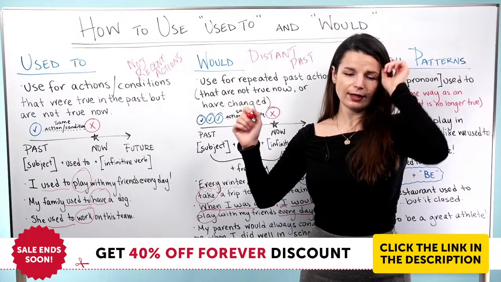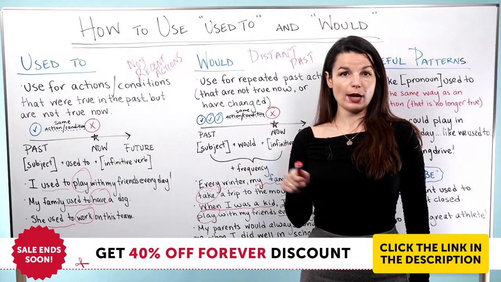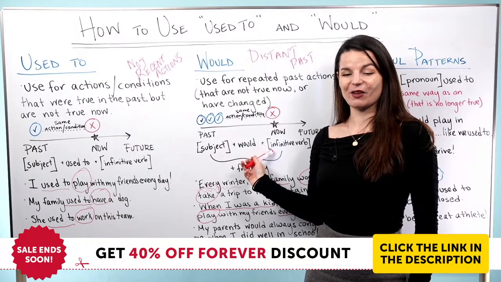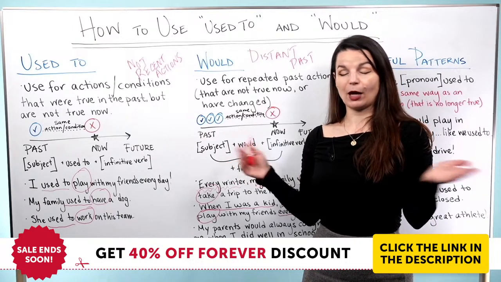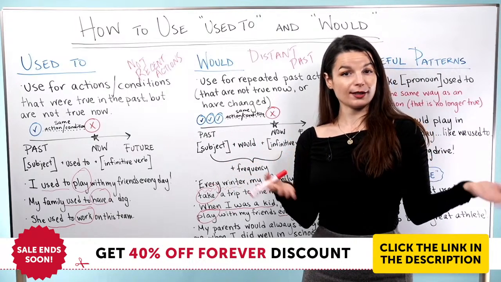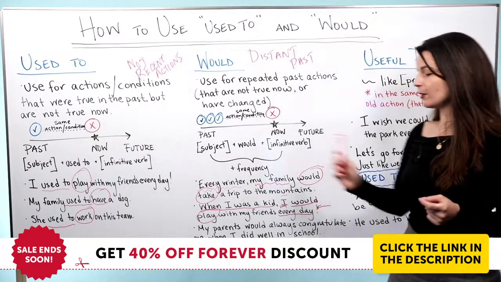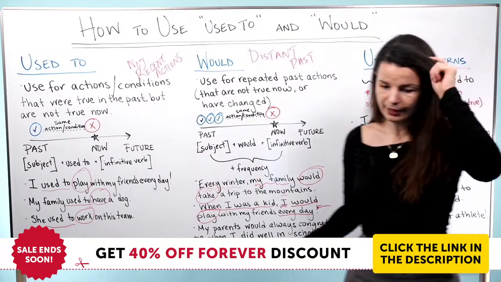Rosa wrote, I would send text messages to my friend. When, right? So that's true. When did you do that? Like when you were a kid, when you were a teenager, yeah? So make sure you have some time period. Let's look at the last example here, and then we'll continue.